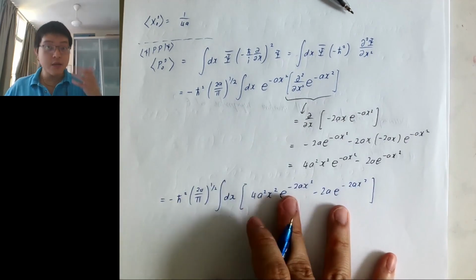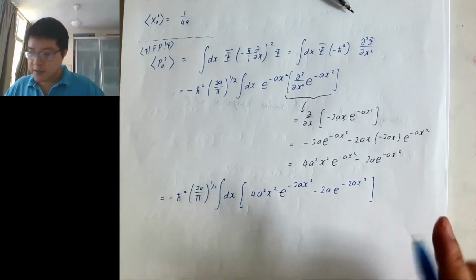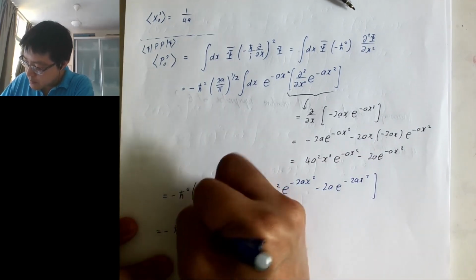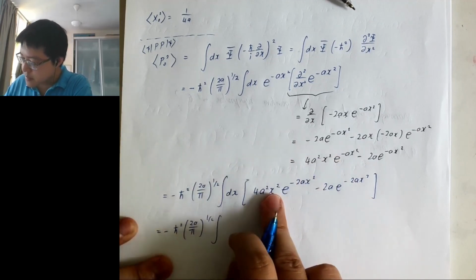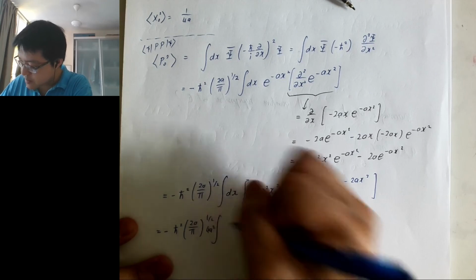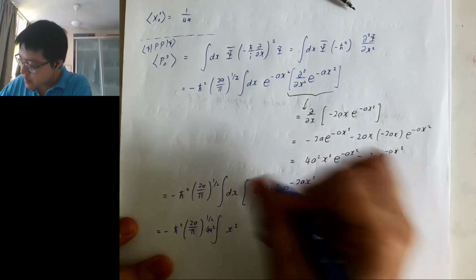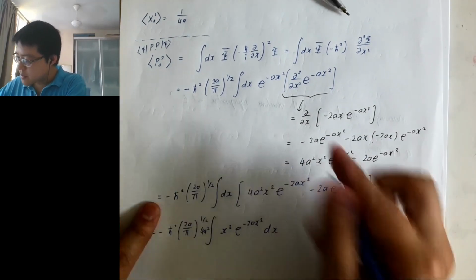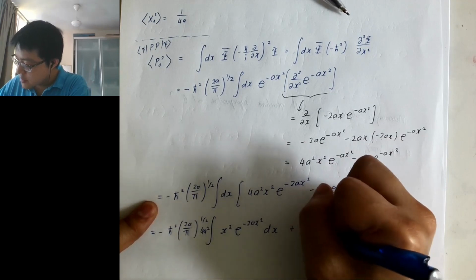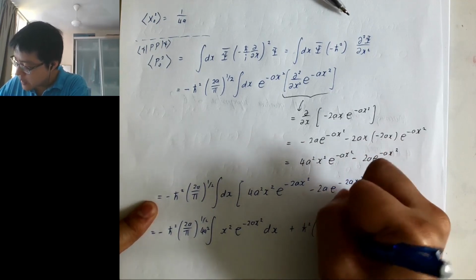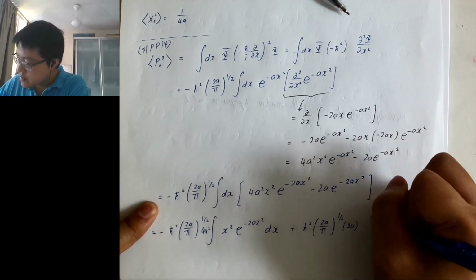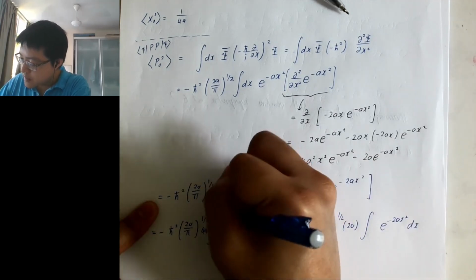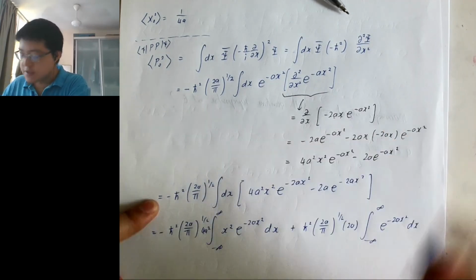So I got two integrals this time, so let's split it up. The first term is h bar squared, (2a over pi) to the power half. There's a 4a squared, so let's put the 4a squared outside, and then I'm integrating x squared e to the minus 2ax squared dx. And then the second term becomes plus h bar squared, (2a over pi) to the power half, 2a, integral of e to the minus 2ax squared dx. Both are from minus infinity to infinity. So you just need to work out these integrals.